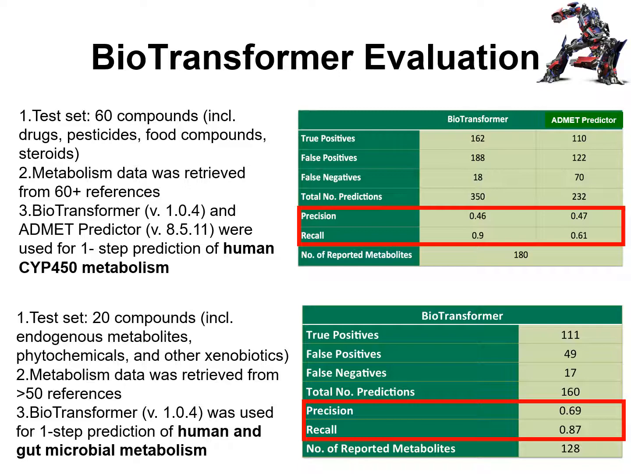And then we ran Biotransformer looking at endogenous metabolites. Now these are something that other tools fail miserably at because they weren't designed or trained with these ones. But based on the data that we've collected and assessing the performance, at least with endogenous metabolites, both human and gut microbial transformation, Biotransformer is actually even more accurate. Recall is almost 90%, precision is almost 70%.